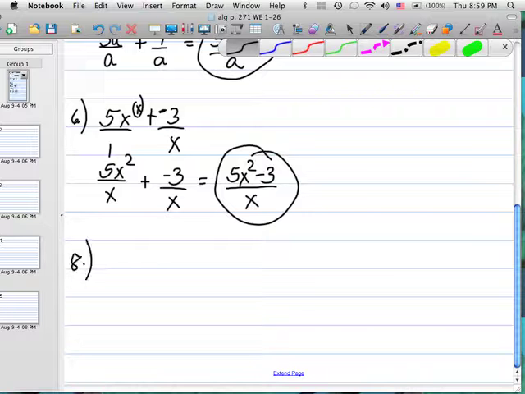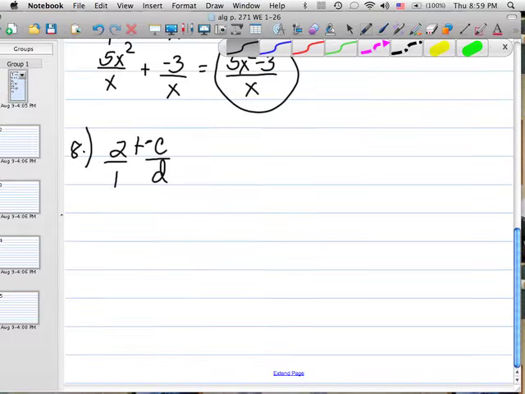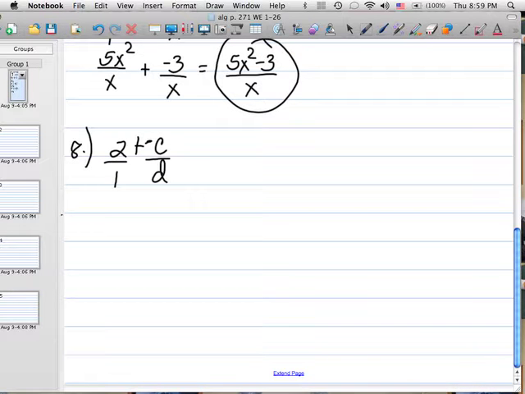Problem number 8, we have 2 minus c over d. We'll change this to plus and negative c, put the 2 over 1. Least common denominator is d.